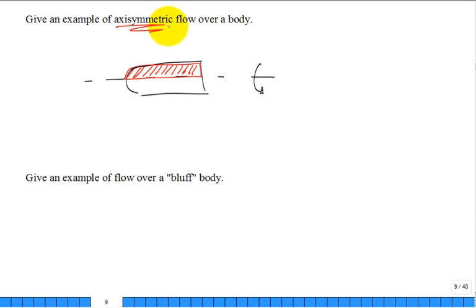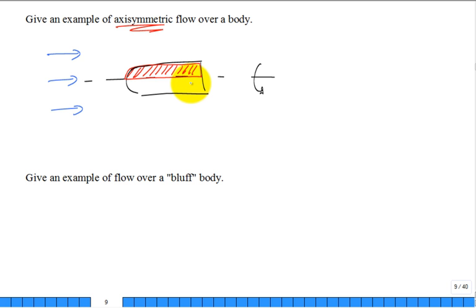Is an automobile axisymmetric? No. Can anybody think of another axisymmetric object where the flow is supposed to be aligned with the axis of the object? The what one? Did you say a bomb? Ball? Sure, ball.